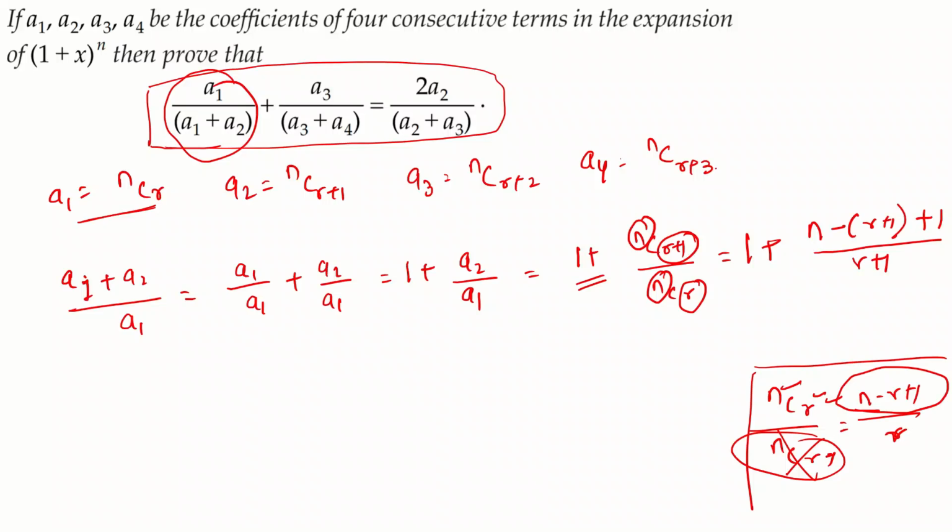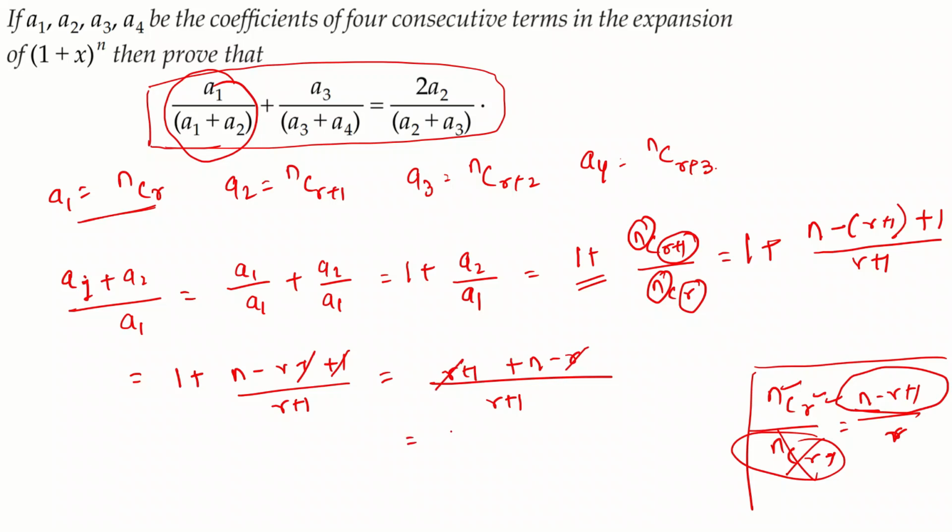Alright, now we can simplify it. So on simplification, we get 1 plus (n minus r minus 1 plus 1) divided by (r plus 1). Alright, so what do we get? We get minus 1 and plus 1 cancelling out. So we can take the LCM now. The LCM will be r plus 1, plus n minus r. r and r cancel out. So we have (n plus 1) by (r plus 1).